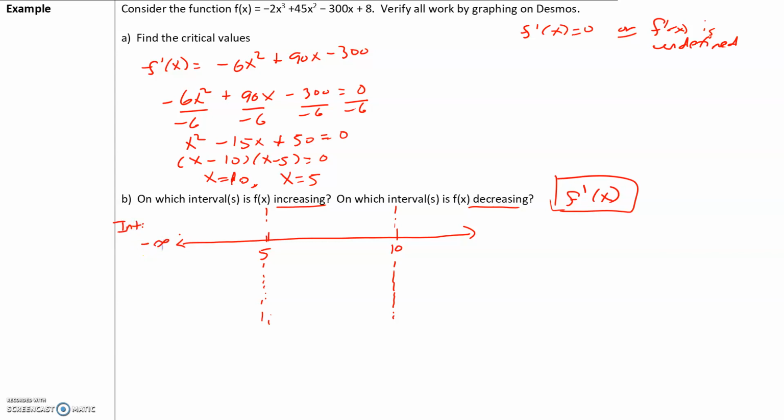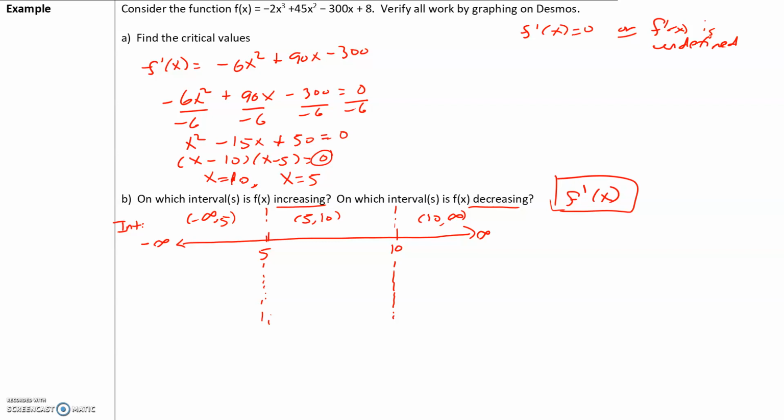So this is negative infinity, this is infinity. The first interval is from negative infinity to 5. The second interval is from 5 to 10. The third interval is from 10 to infinity. And we always use parentheses because remember, for increasing and decreasing, we don't include the endpoints, because at the endpoints, the slope is equal to 0. So we're not going to include those.